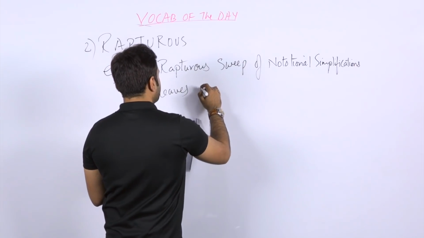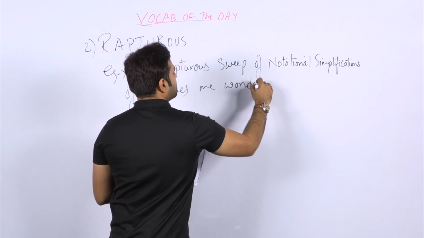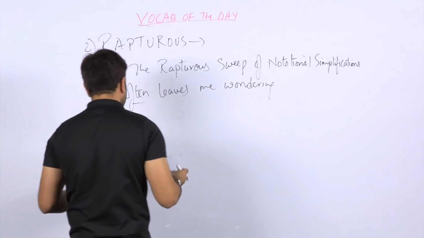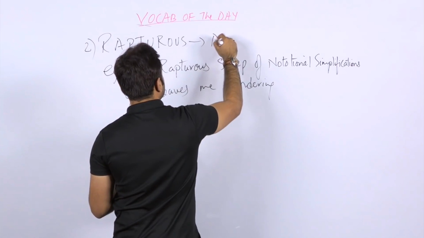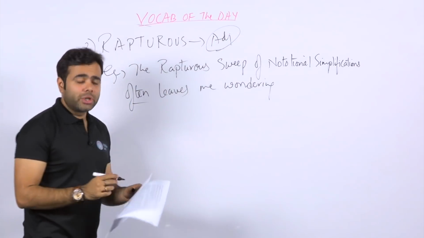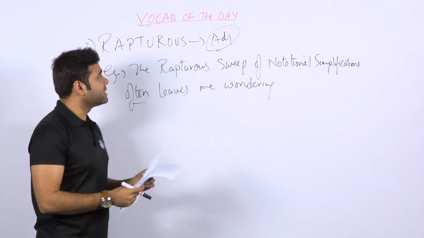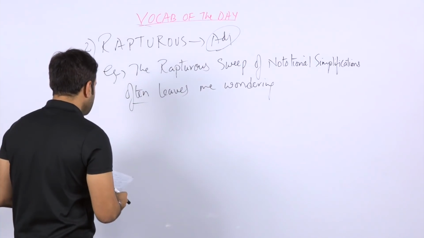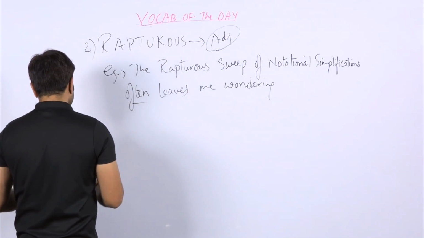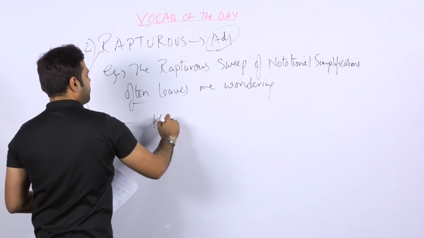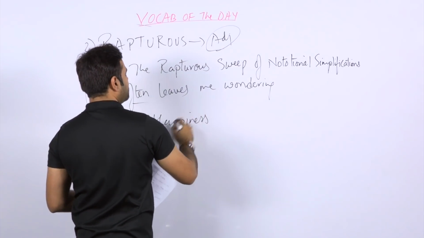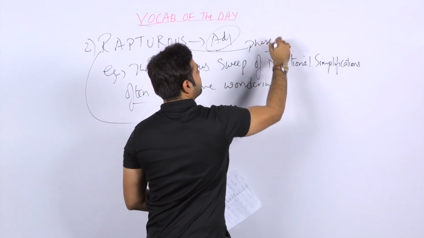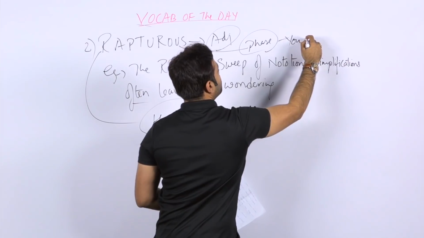Leaves me wondering. So what I can do is this: rapturous should be used as an adjective. First of all, write it down. The word rapture is a noun, but rapturous can be used as an adjective. Fine, you're getting it. So what does rapturous mean? Rapturous is related to happiness. It's the kind of state, the phase when you are happy.